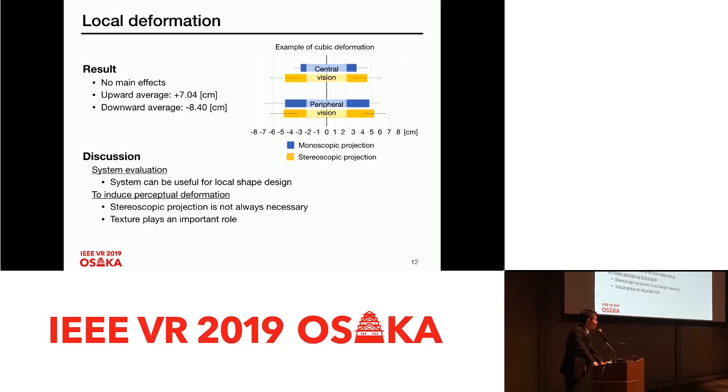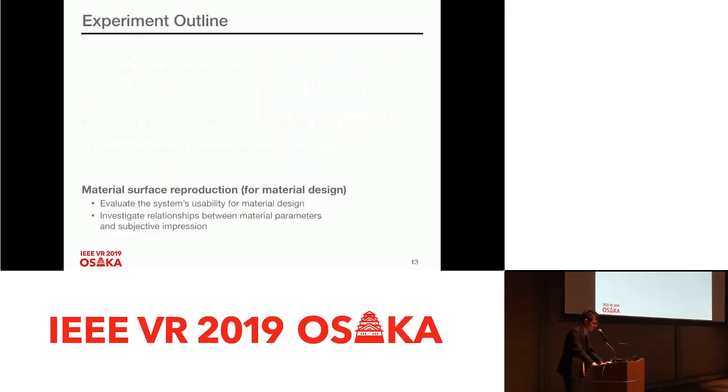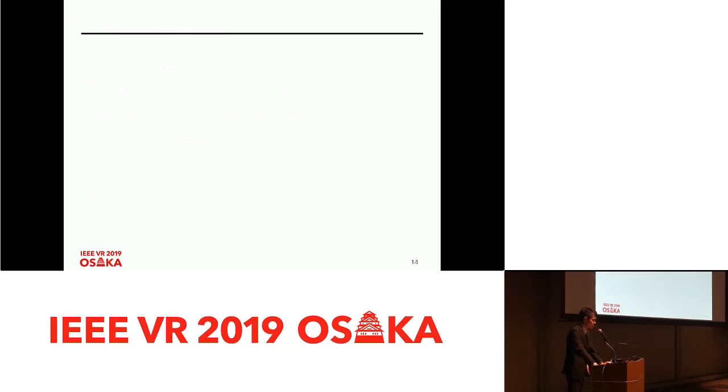We actually conducted another preliminary experiment where we didn't use texture, and the result of the maximum DPD was much smaller, which was around 1 centimeter upward and downward respectively. Taking that into account and this result, we can assume that the texture plays a very important role to induce the perceptual deformation.